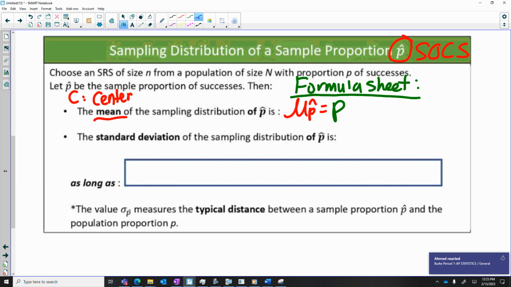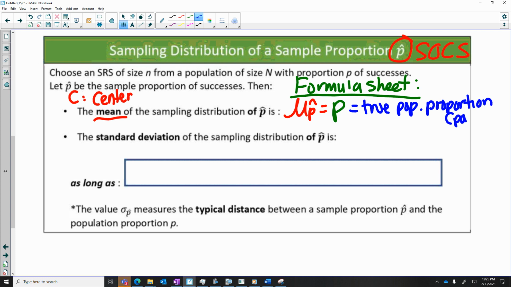And we said that that is called unbiased. Unbiased if the center of all the p hats is at the true population parameter. If it's centered at the true parameter, it's called unbiased. So mu sub p hat equals p. That's from the formula sheet.